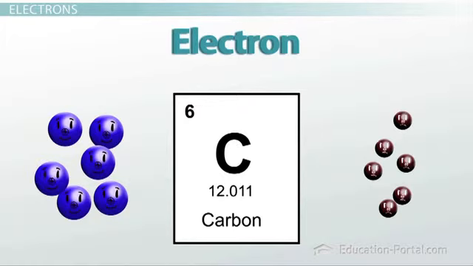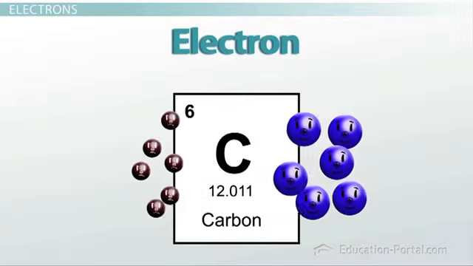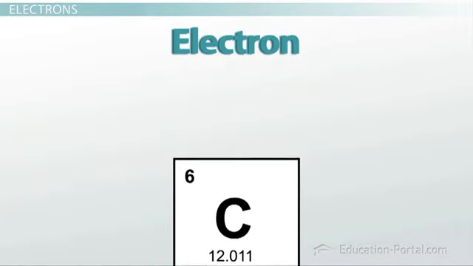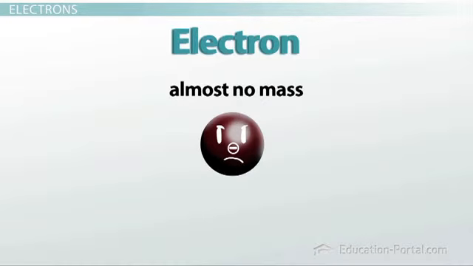Another feature of the electron that makes it so much different from the proton and the neutron is that electrons have almost no mass. In fact, the mass of an electron is so much smaller than the mass of both protons and neutrons that in this course we are going to ignore the mass of electrons.